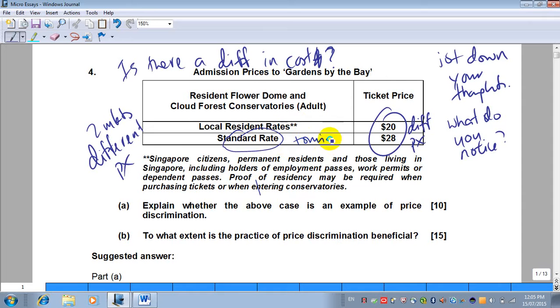Basically, the tourists need to pay the standard rate. The Singapore citizens, permanent residents and so on will be paying the local resident rate. So is there a cost difference for the producer when they allow these people to visit the gardens? Is there a cost difference to allow the citizens and the tourists to visit the gardens? To me, I don't really think there's a cost difference. Why would there be a cost difference to allow citizens or tourists to enter the gardens? There wouldn't be, right?